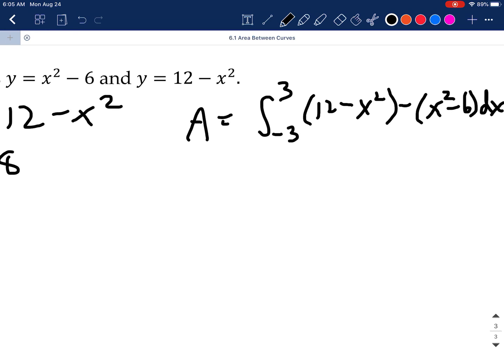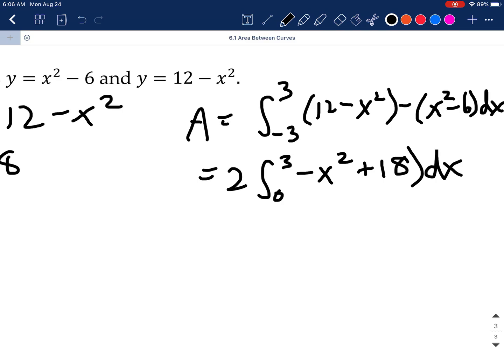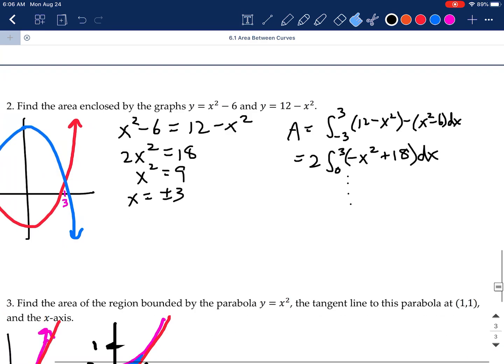And so you could evaluate that as is, or you can use symmetry. Since you've got even symmetry about the y-axis, you could just double the integral from 0 to 3, and then you don't have to worry about the messiness of figuring out what your antiderivative is at -3. So I'll just simplify the inside a little bit here. Looks like we're going to have negative x squared plus 18. And again, I'll leave that for you to do on your own. You can check the answer in the notes online.